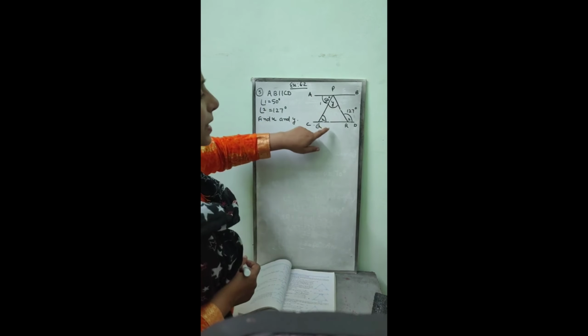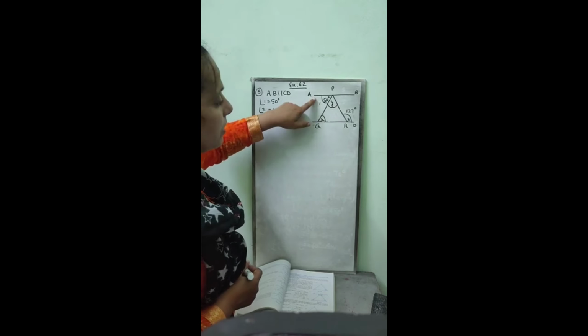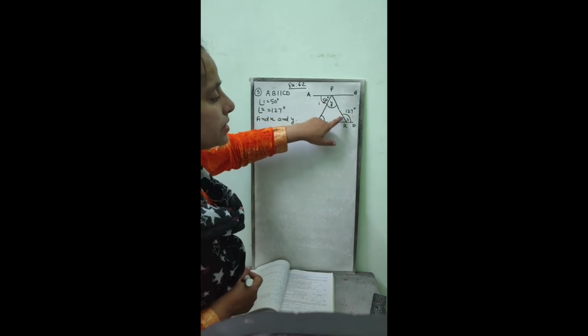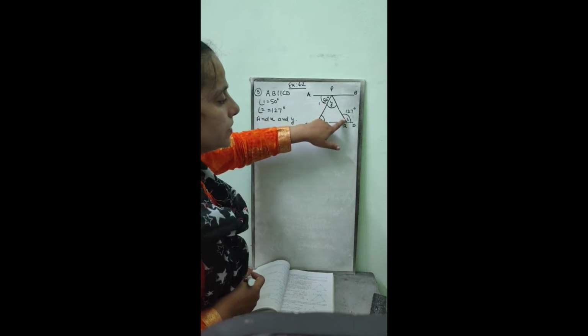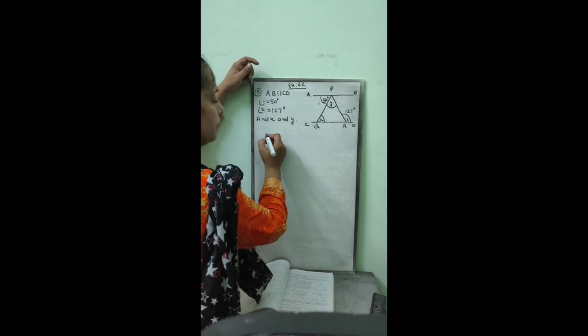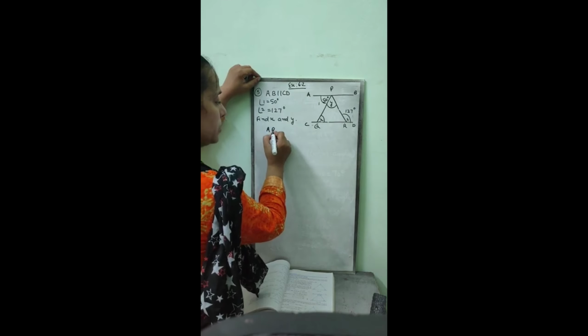Yes, students. Now we are going to start with sum number 5. AB is parallel to CD. Angle 1 is 50 degree, angle 2 is 127. I have named these angles myself. This angle is 1, this angle is 2. You will find x and y with the help of these two given angles. Find x and y. See, AB is parallel to CD.